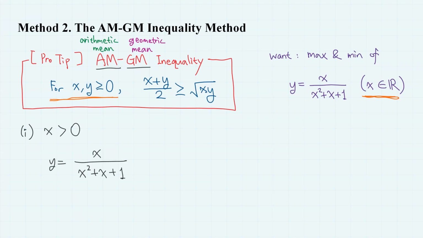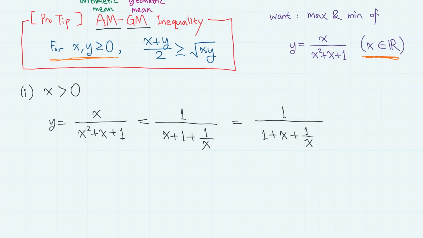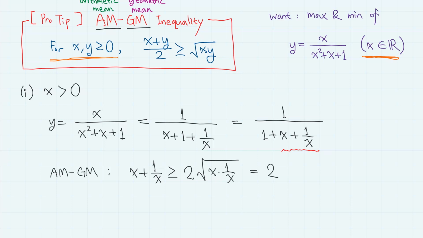So first, let us only consider the case where x is positive. Then we rewrite the given function as 1 over x plus 1 plus 1 over x. We apply the arithmetic mean geometric mean inequality at this x plus 1 over x part, which gives x plus 1 over x is greater than or equal to 2 times square root of x times 1 over x, so just 2. The equality holds when x is equal to 1 over x, that is, when x is equal to 1.